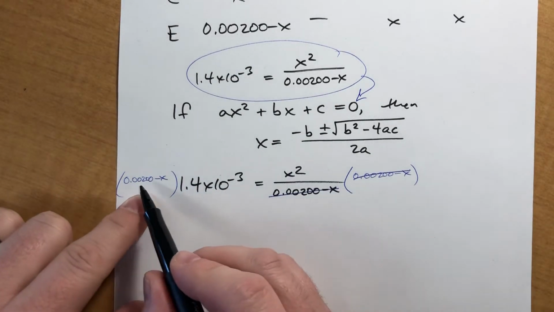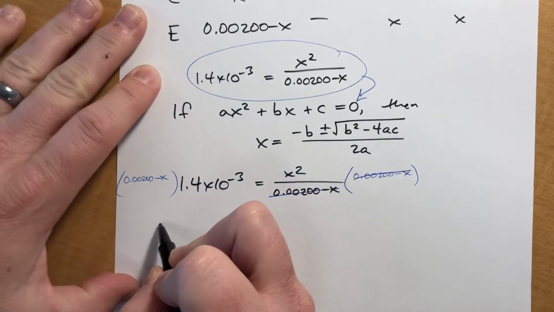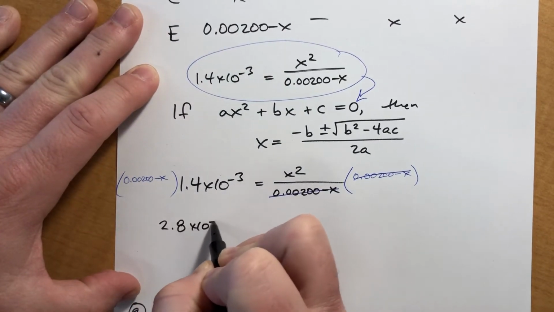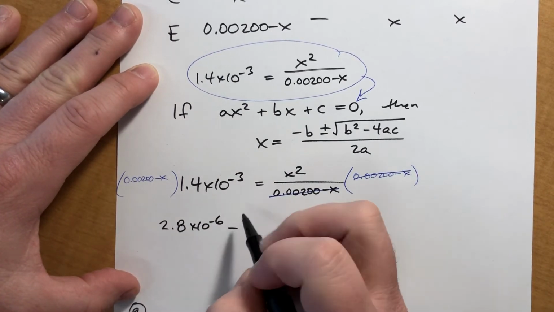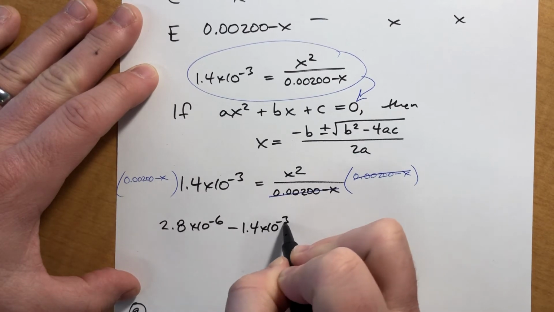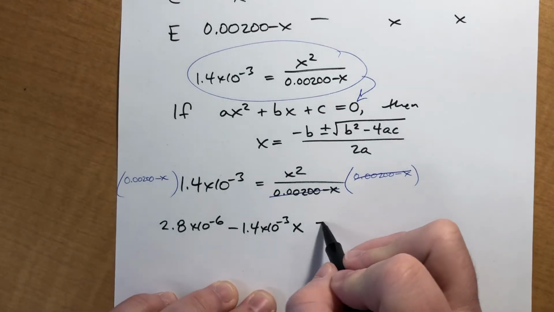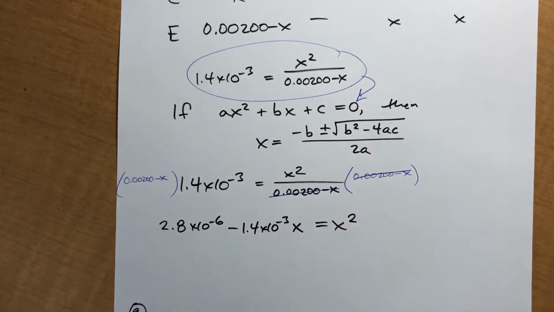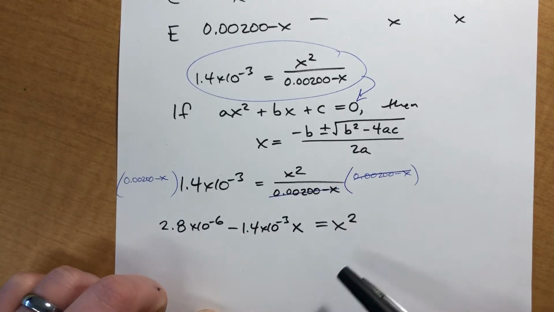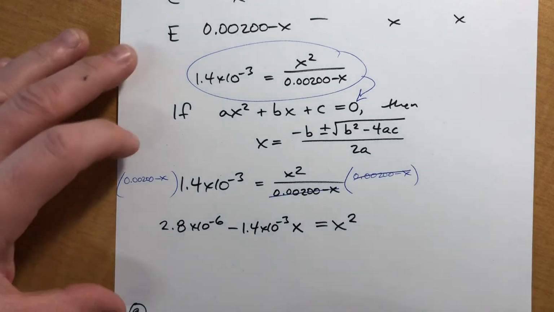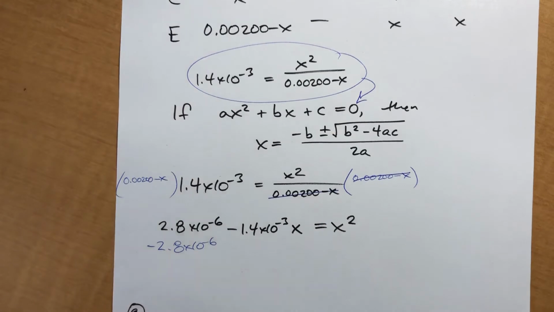When you multiply this across, you take the 0.00200 times this number, which comes out to be 2.8 times 10 to the negative sixth. And then negative x times this is negative 1.4 times 10 to the negative third x. Okay? And this is equal to x squared because we canceled everything else on that side. We want one side of this to be equal to 0, so I'm going to subtract everything to the other side. So, showing my work, I'm going to subtract 2.8 times 10 to the negative sixth off of both sides.